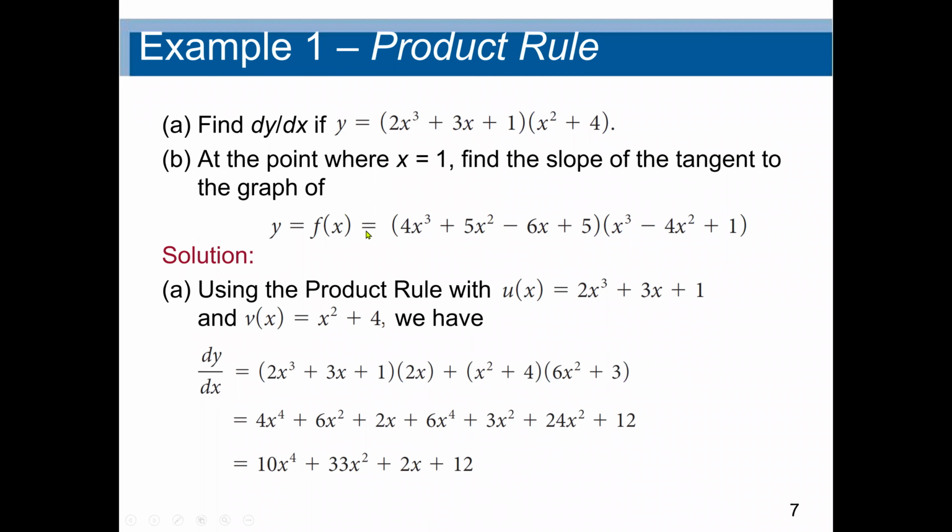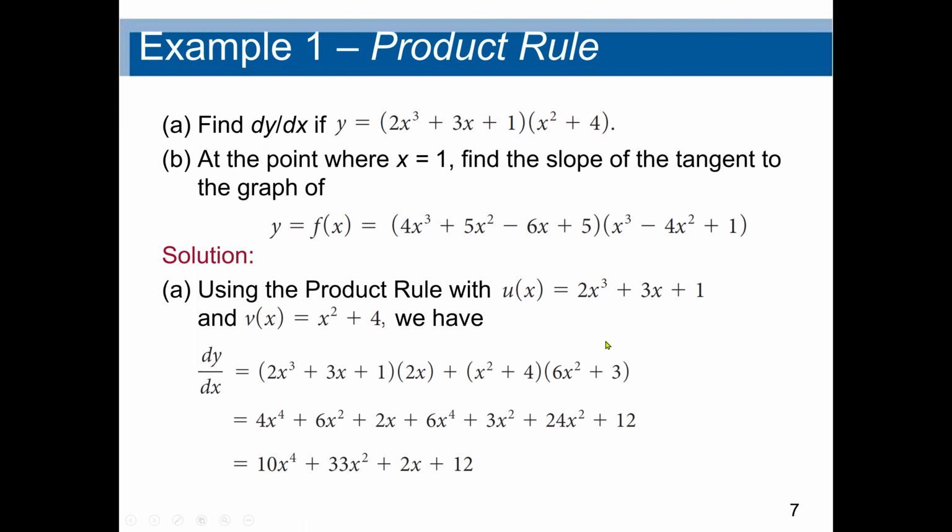If no question, let's go to the second B. So B, when you look at it, I will find the derivative of the first part, then I'll multiply it by the second part. So here I'll get 12x squared plus 10x minus 6 times x cubed minus 4x squared plus 1. Plus, then I'll find the derivative of the second one, 3x squared minus 8x times 4x cubed plus 5x squared minus 6x plus 5. Then we remove the parentheses. If you have any parentheses, then you combine the like terms together.